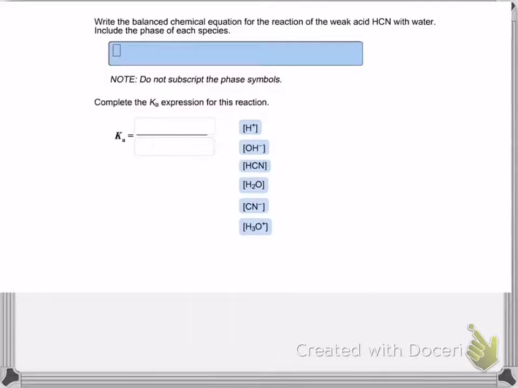All right, well, let's take a look at some of the homework questions. So we did this one in class, but let's just make sure if you want to see it again. Let's take a look. So here we have a weak acid. It's HCN, hydrocyanic acid, and water.